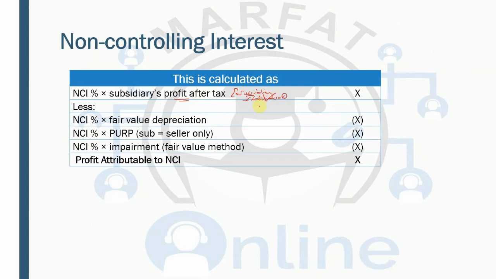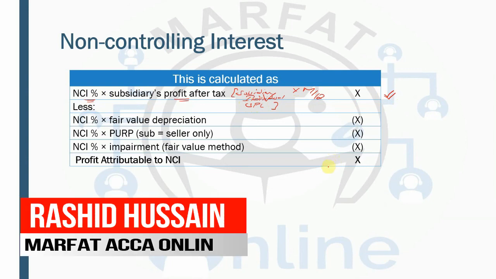From the subsidiary's individual statement of profit or loss, multiply it by the NCI percentage, and multiply it by months over 12 if there's a mid-year acquisition. Then this figure is the share of profit distributed to the NCI. But before distribution, you have to do some adjustments.